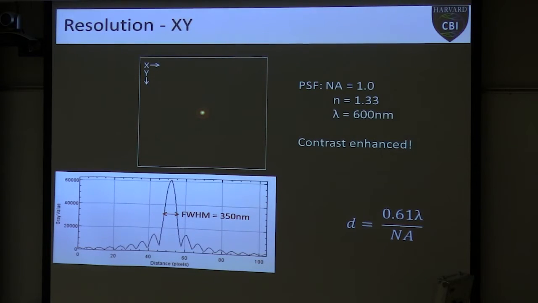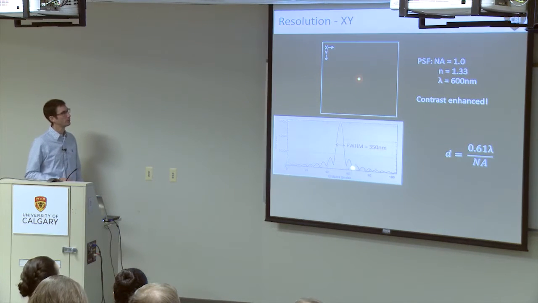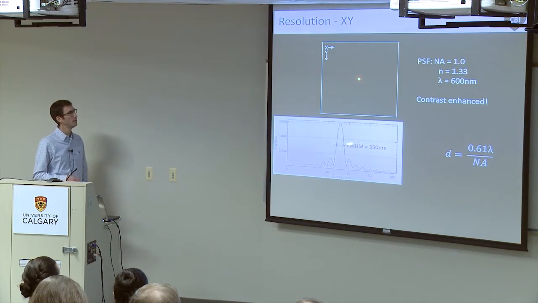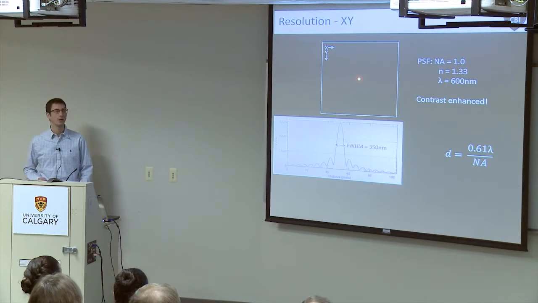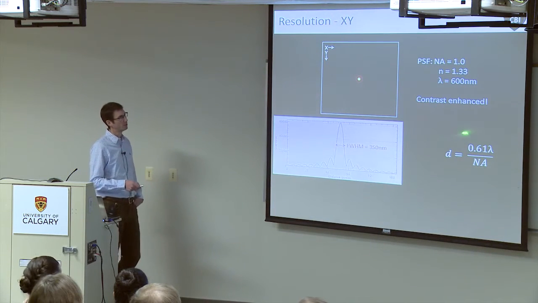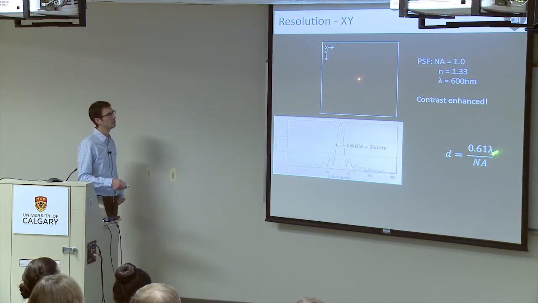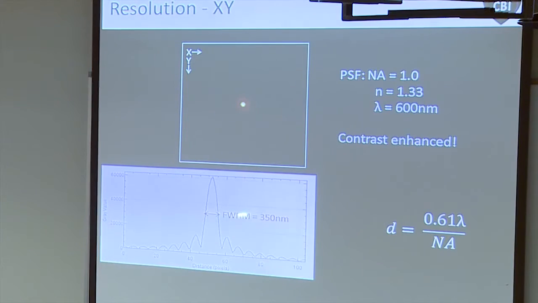So this point spread function in x and y, you can see here, if we just draw a line through it and do an intensity profile, we have a full width half maximum of about 350 nanometers. So that's approximately the resolution of the system. This is defined by this famous equation by Ernst Abbe, who used to work for Zeiss. That just says that the size of the spot is basically dependent on the wavelength of light that you're looking at and the numerical aperture of the objective you're using.